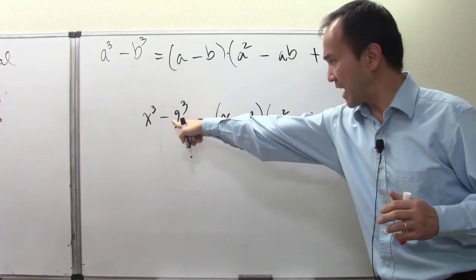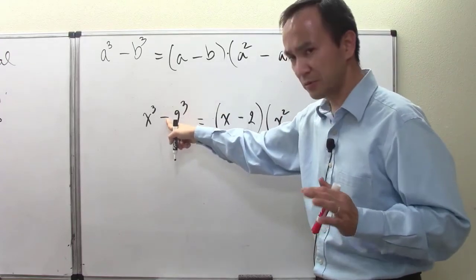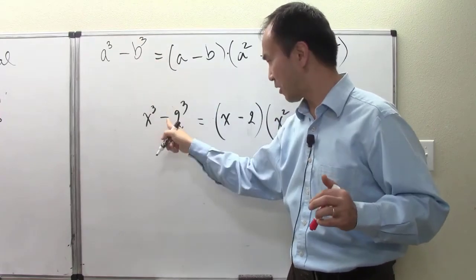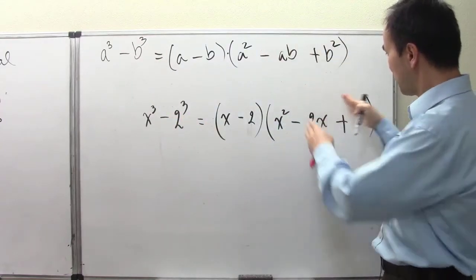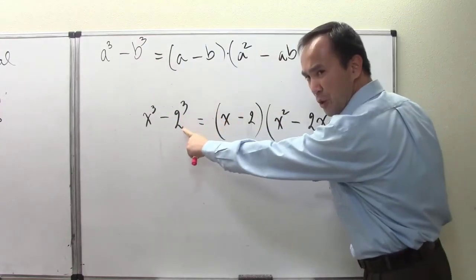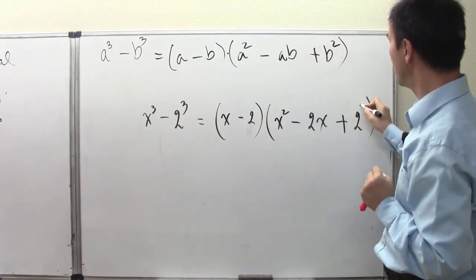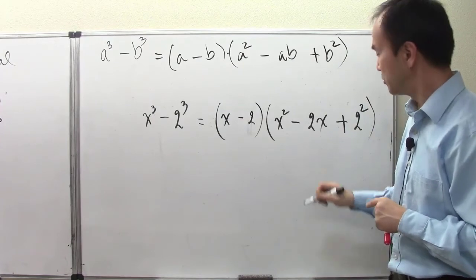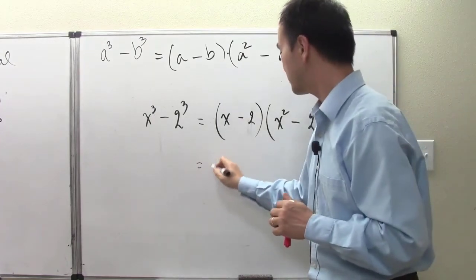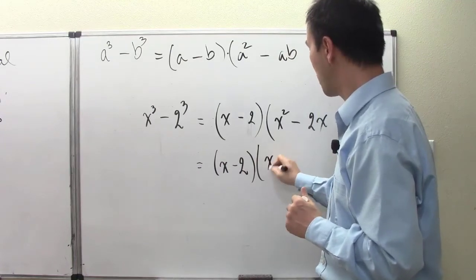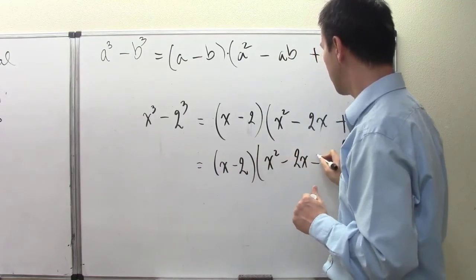Now be careful with that minus right here. This subtraction was part of the formula of the identity, so it's always there. But in this part right here, it's plus b squared. So b is the 2 itself, and now I'm looking at 2 squared, which is 4. So x minus 2 in product with x squared minus 2x plus 4.